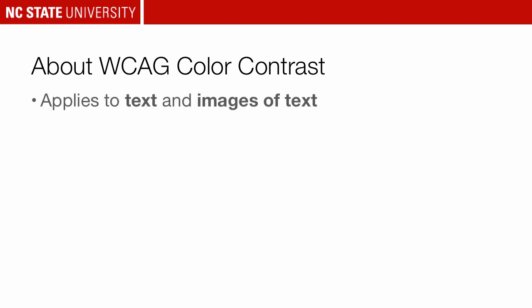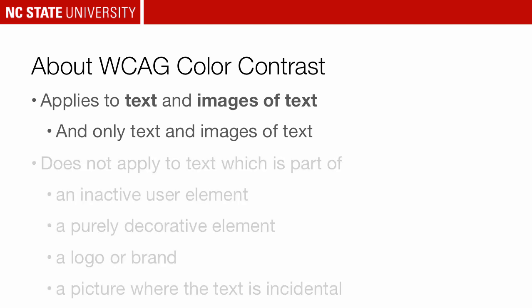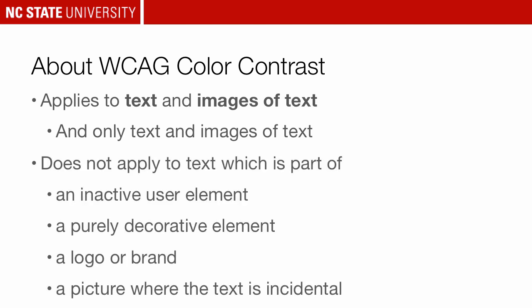So first, let's talk about the WCAG color contrast rules and what those rules apply to and what they don't apply to. First, the WCAG rules only apply to text and images of text. Additionally, they do not apply to any text which is part of an inactive user element, or text that is just purely decorative, or if text is part of your logo or your brand, or if there's text that's in a picture that might be incidental, like text that happens to be in the background of a picture that's not the main point of the picture.